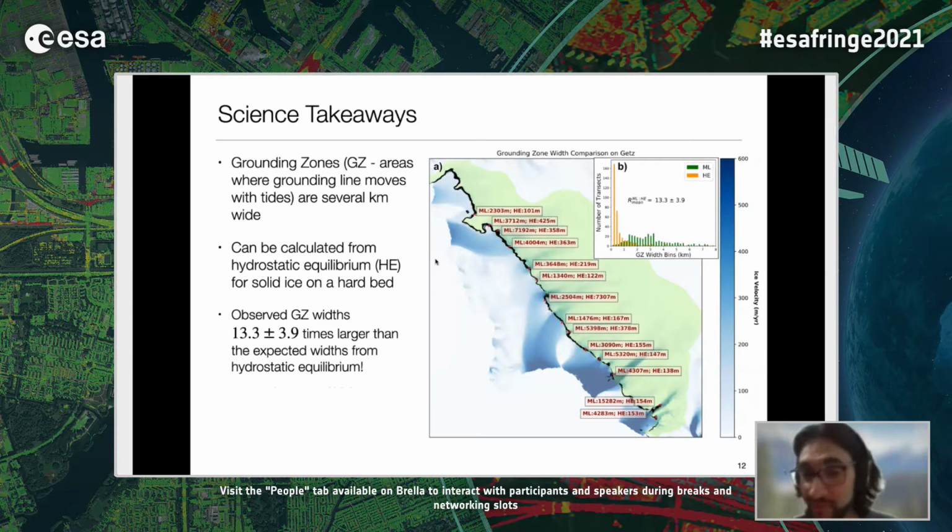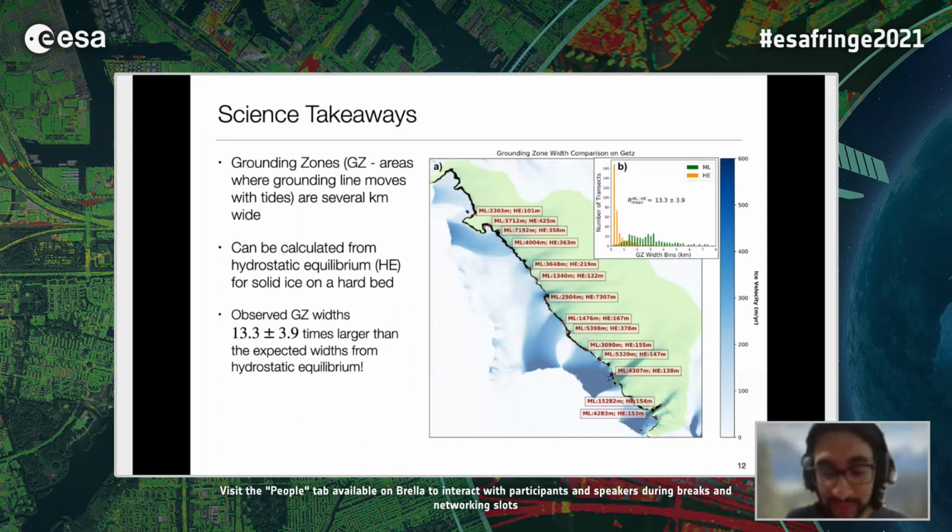Basically, what we observed was vastly different from what you would expect given basic hydrostatic equilibrium, and what you expect the width of that grounding zone to be. If you remember with the tides, as the position of the grounding line moves, given hydrostatic equilibrium, you can calculate the width of that fluctuation over tidal cycles. What we actually see is about an order of magnitude, or more precisely 13.3 plus or minus about 4 times, larger than the expectation. So this is really interesting.